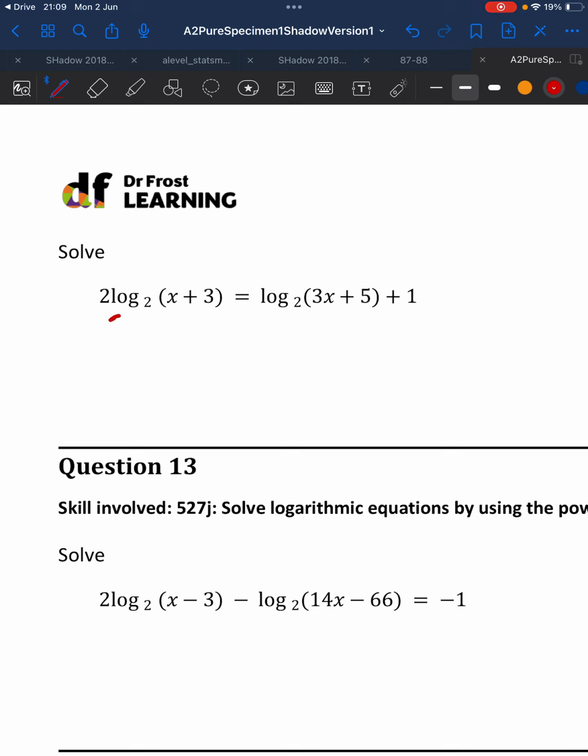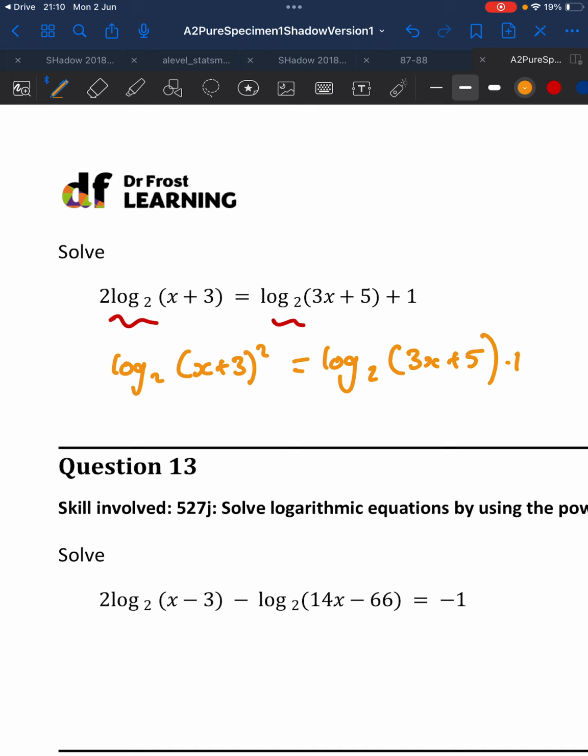Right. Massive giveaway. Log 2, log 2. Same log means if they're the same base, you can use power rules. What do you do here? You do stuff like this. Chuck the squared up there. Okay, this one here, 3x plus 5. Oh, I'm glad that they asked the question like this. What do we not do next? We do not do this.